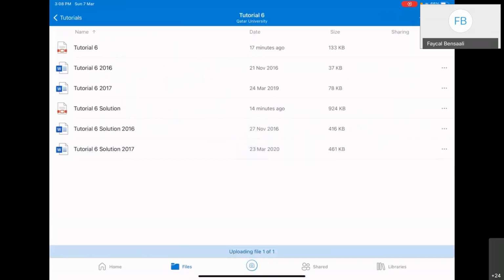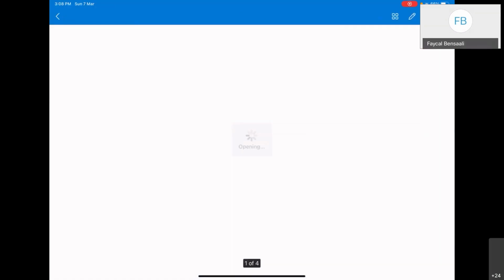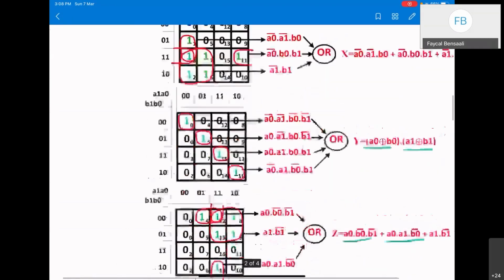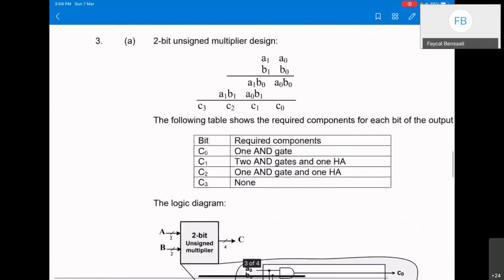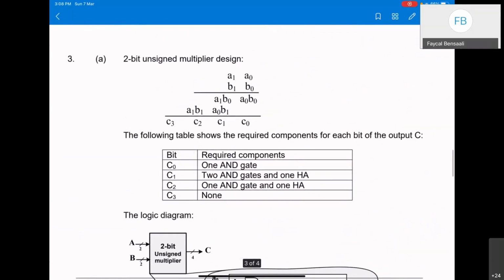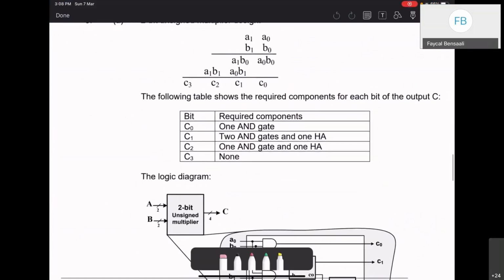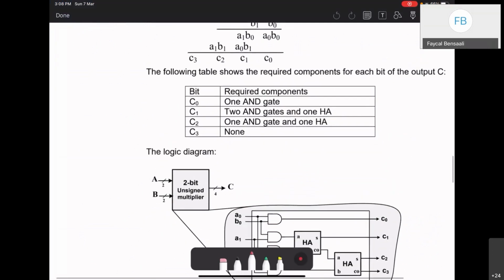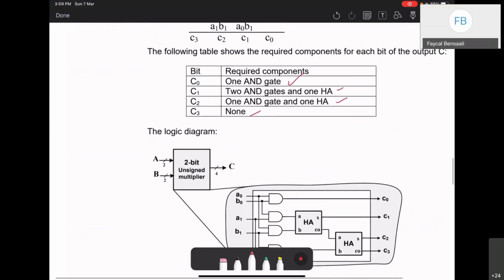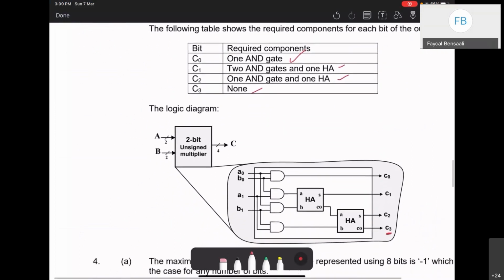So you can design whatever size you want by just following the same approach. So this is the final answer. And this is what you were saying. So C0, we need one AND gate. C1, we need two AND gates and one half adder. C2, we need one AND gate and one half adder. And then for C3, we don't need anything. It's just the output from the last one.